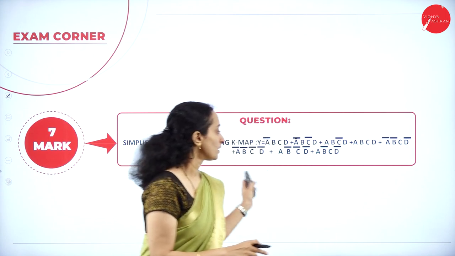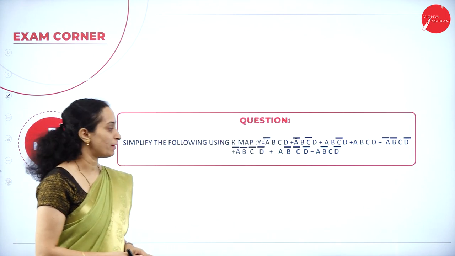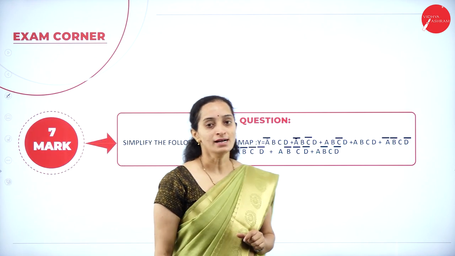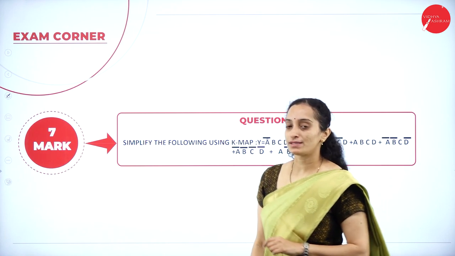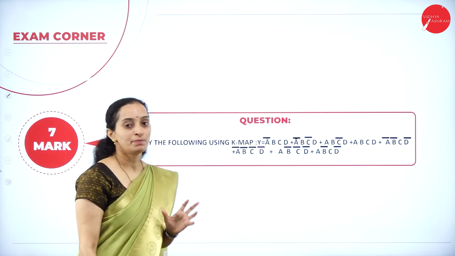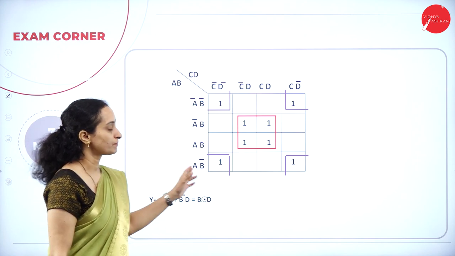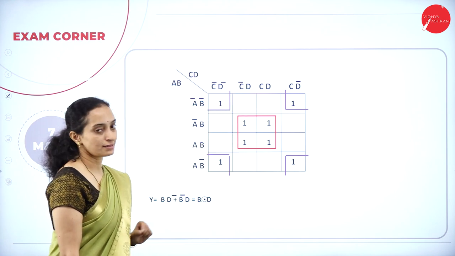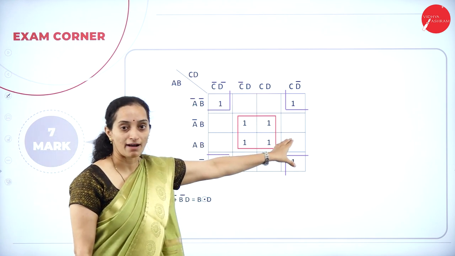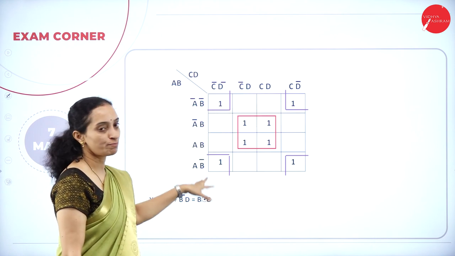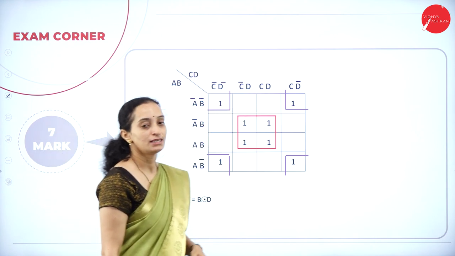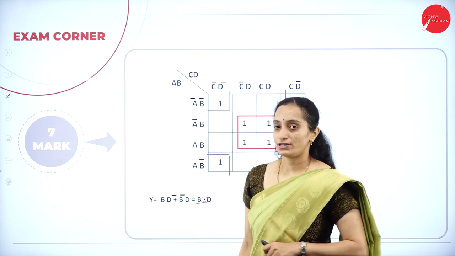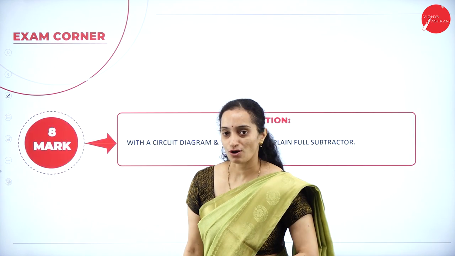The next question is simplifying using K-map. So this is in SOP form. You have to consider the ones in the table. Since it has four variables, you have to draw a map of 16 cells. So the cells are given here. You can enter the value 1, group it and simplify it. You'll get the answer BD plus B dash D, or you can take it as B XNOR D.